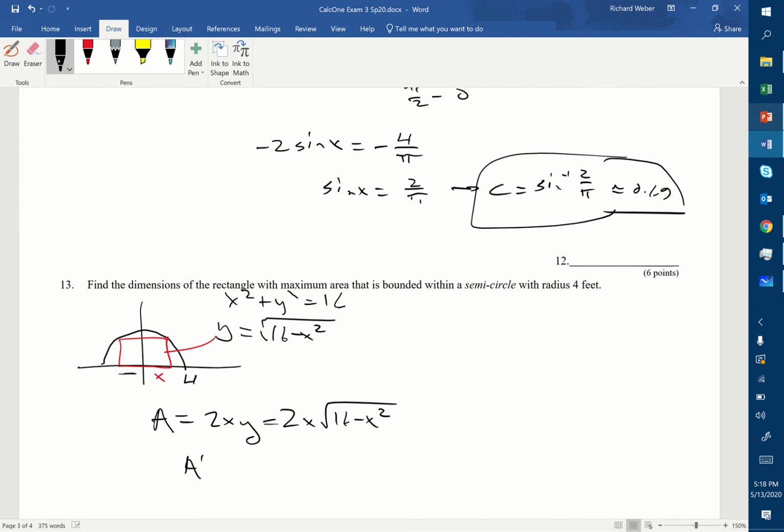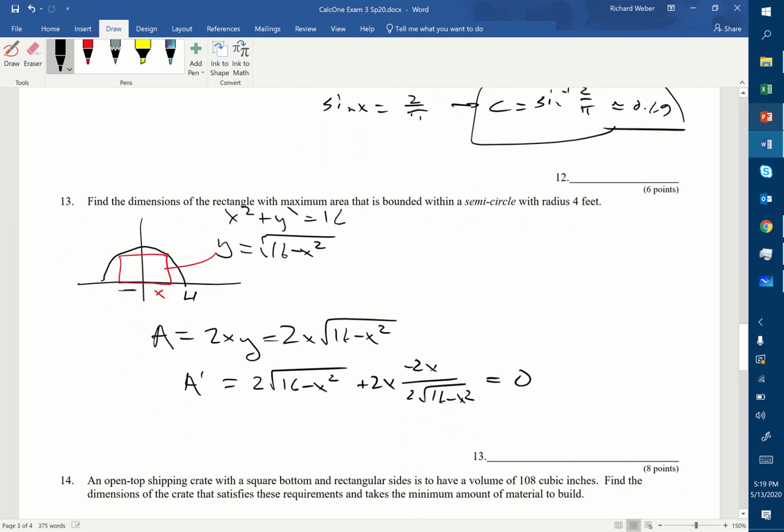Well, then you do your magic. What is A prime equal to? It's a little bit sticky. With the product rule, you go 2 and then radical 16 minus x squared. And then you end up with plus 2x. But then up here, you've got a minus 2x over 2 square root 16 minus x squared. Set it equal to 0. And that's fun in algebra to solve that. And what you end up with is finally x is 2 radical 2.